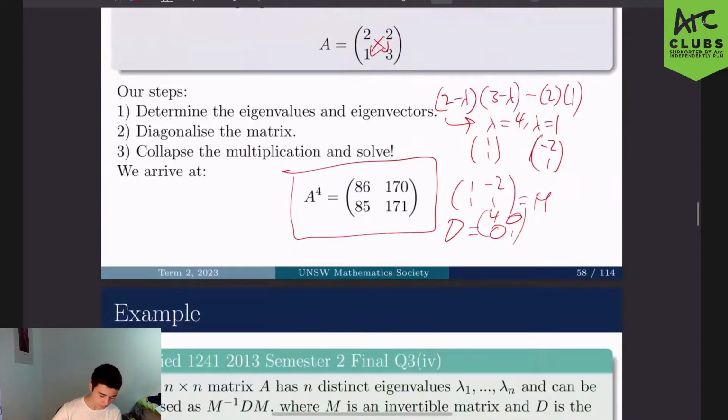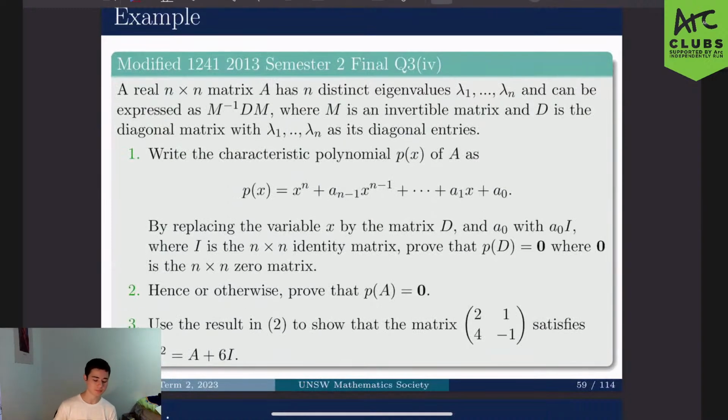Okay. Moving on. We have a bit of a more difficult question here. Okay? So, this is a bit more conceptual. Considering a characteristic polynomial p of x of A, since it's a characteristic polynomial, this should be the polynomial which solves for all the eigenvalues of A. Okay? So x to the n, plus a n minus 1, and so on. That's p of x. Now, what we're going to do is replace the value of x with the matrix D. Remember, D is the diagonal matrix of A, consisting of its distinct eigenvalues.